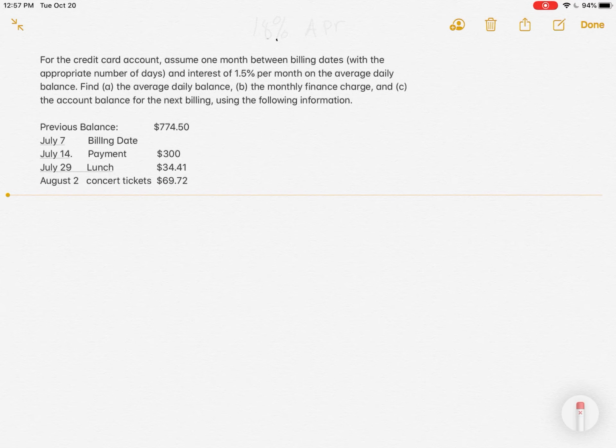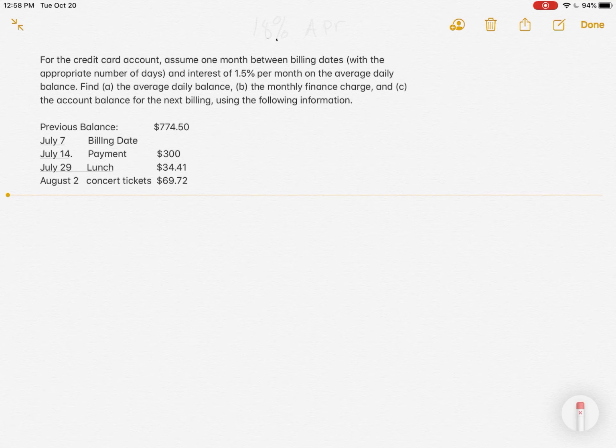For the credit card account, assume 1 month between billing dates with the appropriate number of days, and interest of 1.5% per month on the average daily balance. Find A, the average daily balance, B, the monthly finance charge, and C, the account balance going into the next billing. So what we did in the last problem is we did part B. We found out the monthly finance charge. And we were given the average daily balance. Now we have to find that average daily balance. So let's look at what's happening.